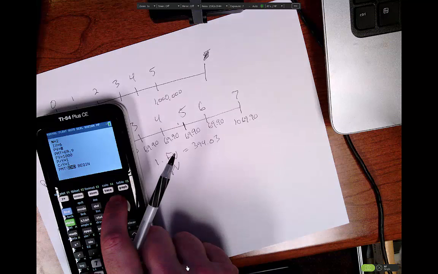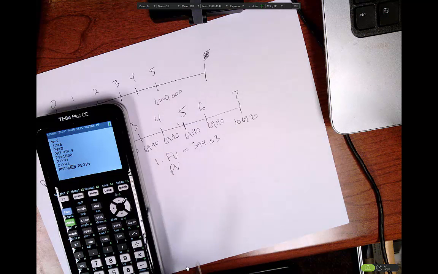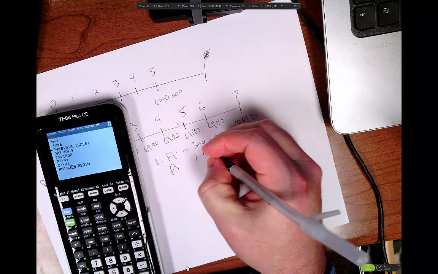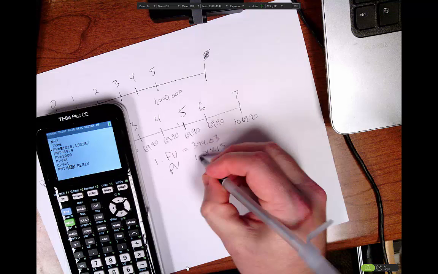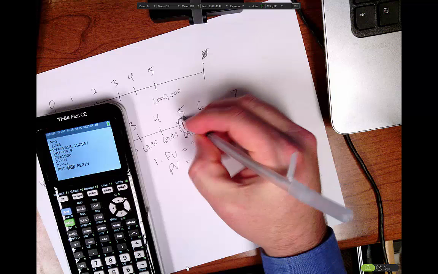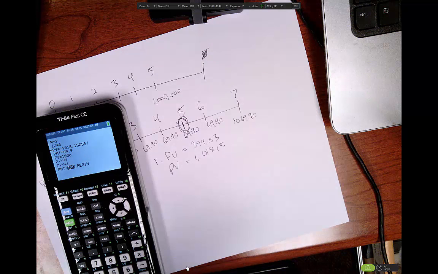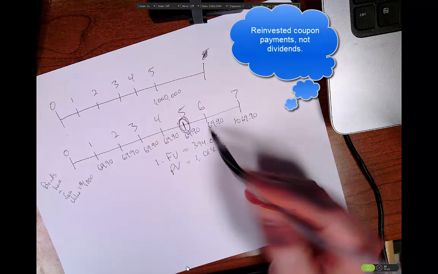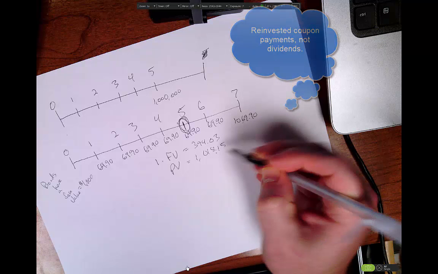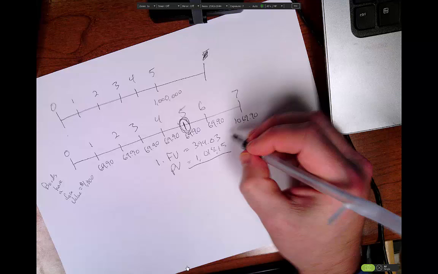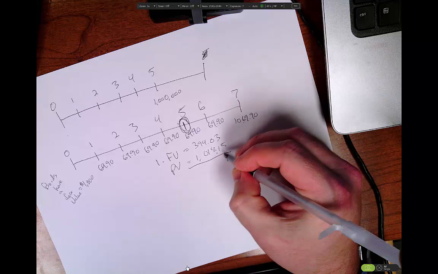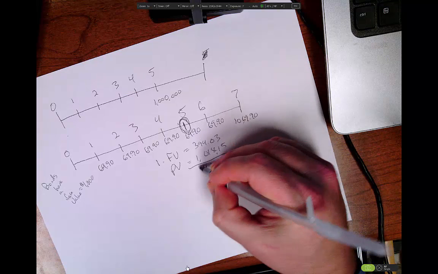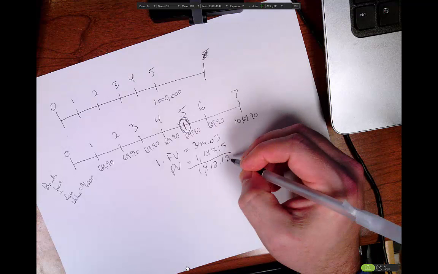And now I want to calculate the present value. So alpha, solve, I get 1018.15. So the value of my bond 2 at time 5 is going to be the sum of my future value of all these reinvested dividends, and then the present value of these 2, because I can sell the bond at time 5 for $1,018.15. So my total value is going to be $1,412.18.